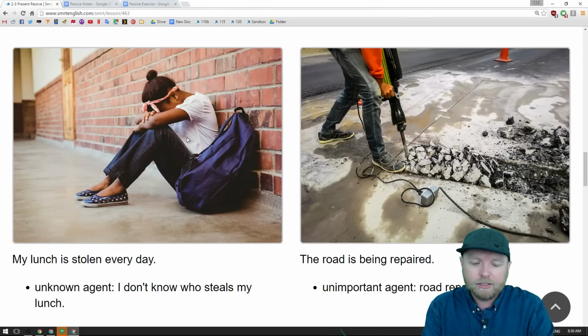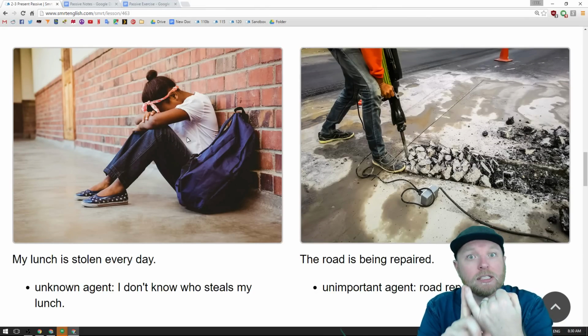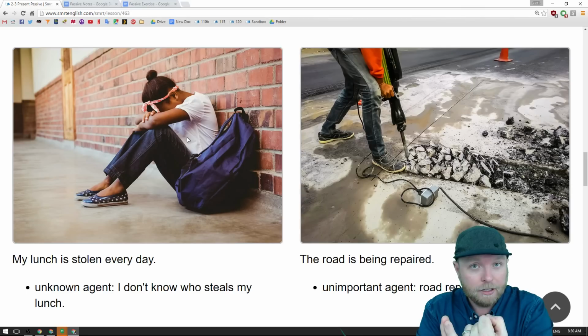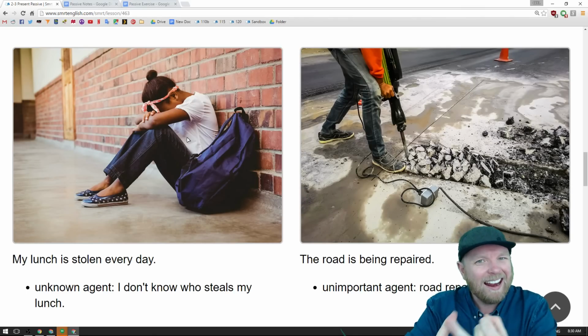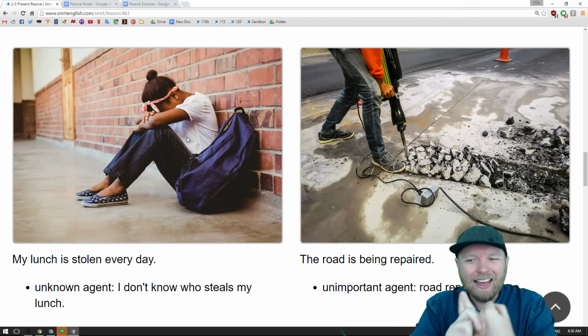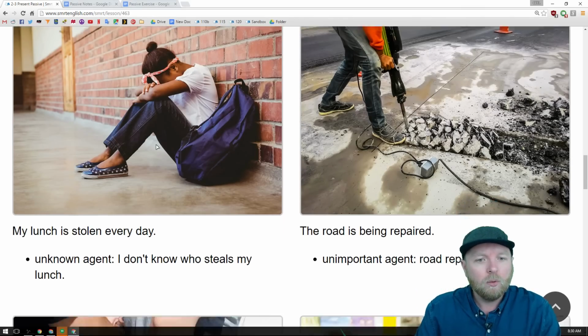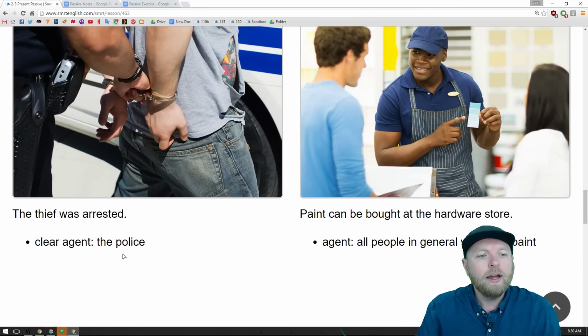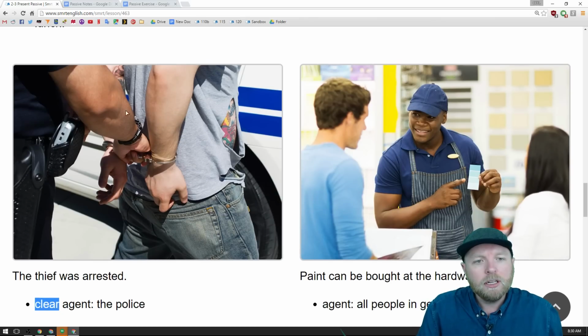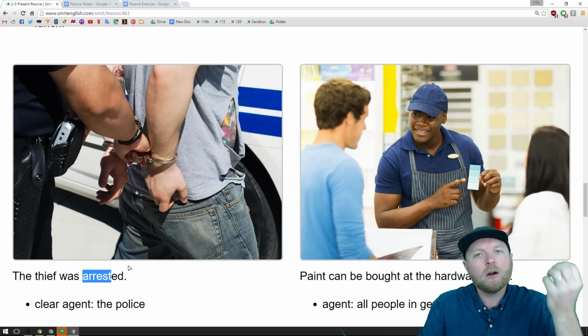Why do we use it? The agent is not known. We don't know the agent. We don't care about the agent. The agent is not important. What are some other reasons, right? Well, sometimes the agent is clear. Look at this picture. What is this called? This is called arrest. The verb is arrest.